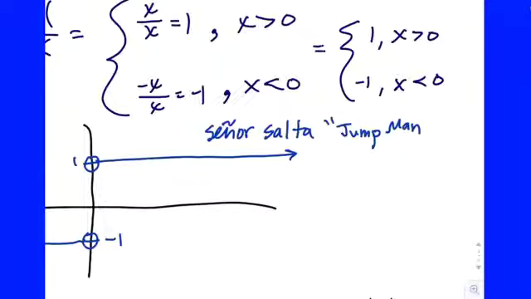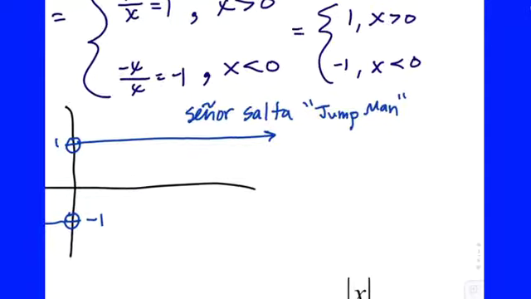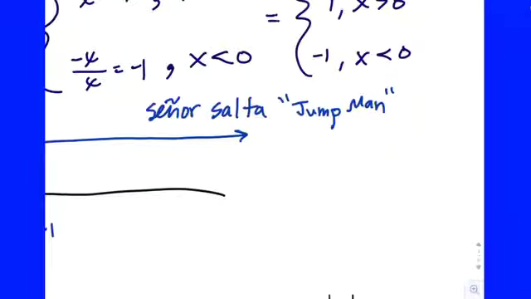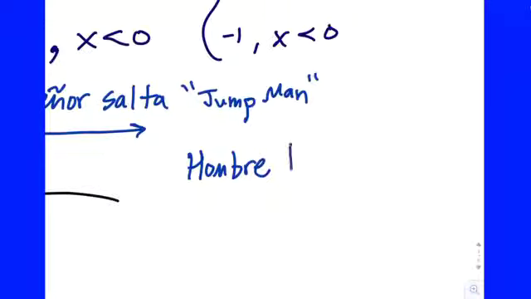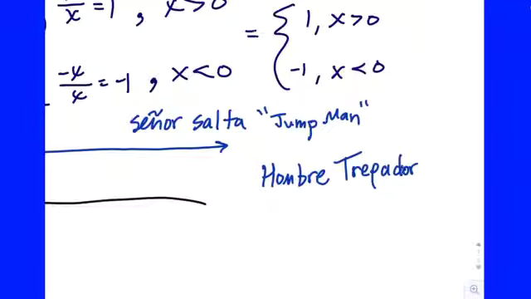Jumpman, right? So this is the Jumpman graph, or Señor Salta. In Colombia, incidentally, I've had some Colombian students. They said they wouldn't call him Señor Salta. Jumpman is known as the following, so we'll get a multicultural lesson here. Hombre trepador, okay? So I don't care what you call him, Señor Salta, Hombre trepador, or just Jumpman, okay?